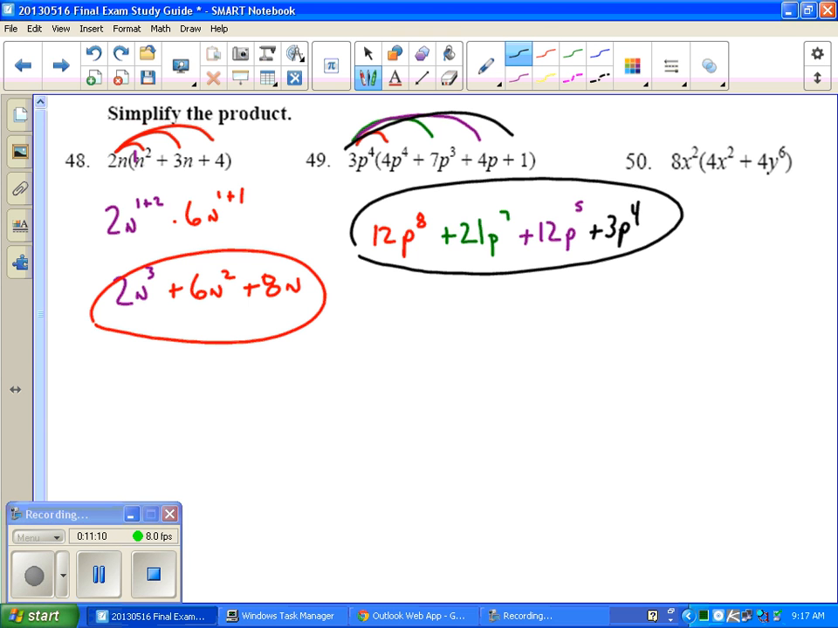50 says 8x squared times 4x squared. 8 times 4 is 32. X squared times x squared means x to the 2 plus 2, which is x to the fourth.